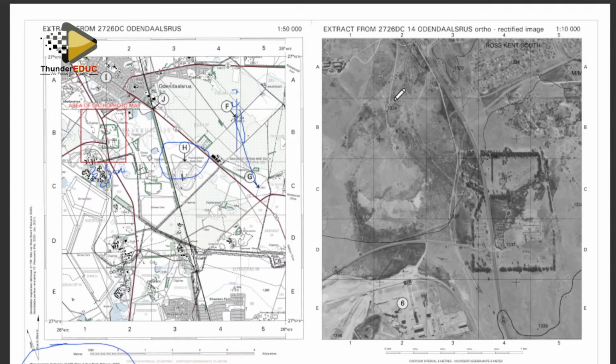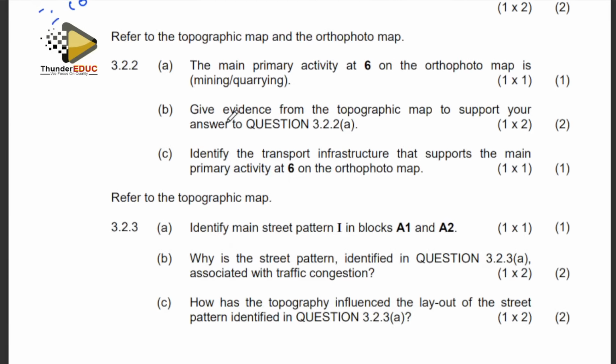You will excuse me where you feel you cannot see properly, because the map has been scanned many times for it to be online. Let us see the questions that are asked to us and then we answer them properly. Refer to the topographic map and the orthophoto map. The first question is the main activity at 6 on the orthophoto map is mining or quarrying.